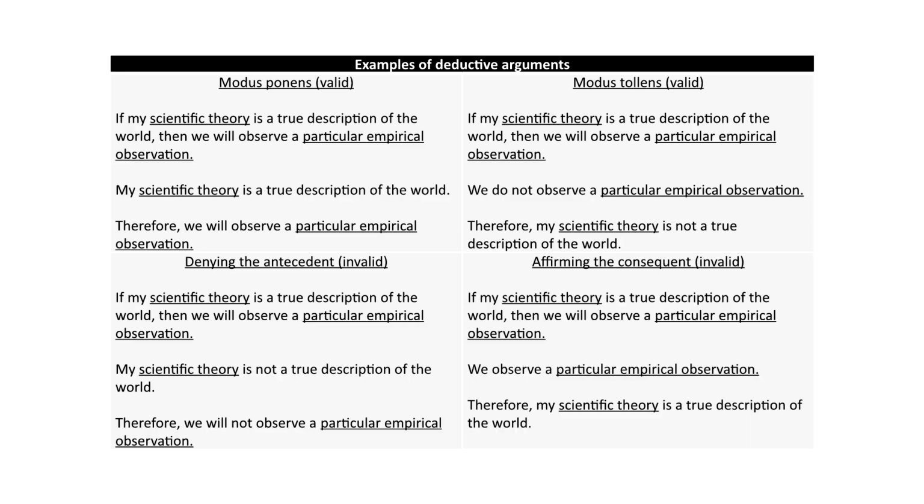Affirming the consequent is another invalid form, and this is one which is actually quite common within science, although it is invalid. In this one, we start again with the same scientific theory being a true description of the world and that we will observe a particular empirical observation as our premise, but then we also observe a particular empirical observation, perhaps the one which our scientific theory predicts, and then from it we conclude that our scientific theory must be a true description of the world.